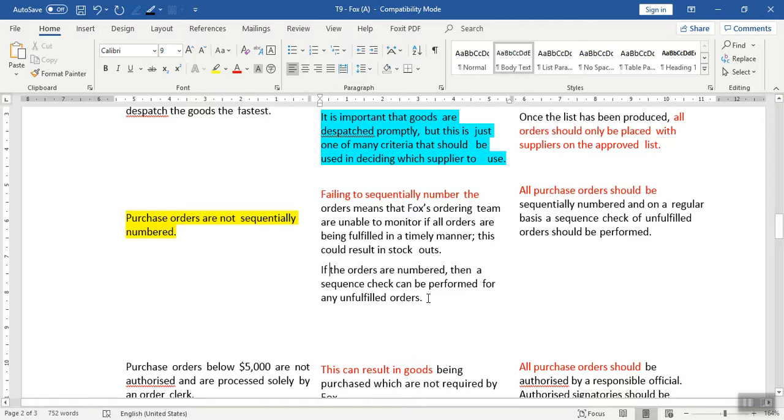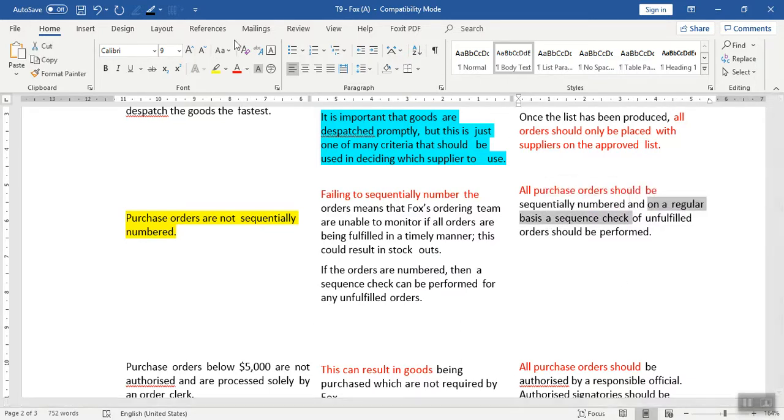Correct or not? Okay, sequentially numbered means what? With the number on the order. Okay, so what is the answer? Turn it around. All purchase orders should be sequentially numbered, and on a regular basis, a sequence check.